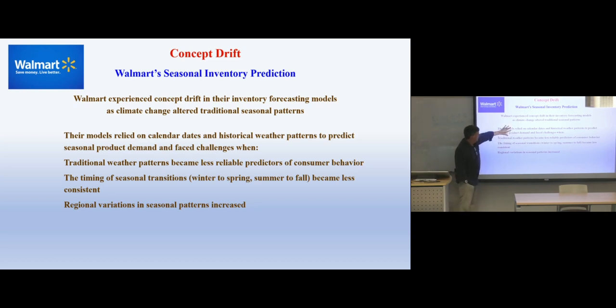But notice when you get this, you're looking at historical weather patterns. We don't have those anymore. So ask the people in North Carolina with Hurricane Helene, traditional weather patterns are less reliable. Notice, less reliable predictors of consumer behavior. Look, this is a very complex sentence because we've got some strange weather going on, and it very much influences insurance.